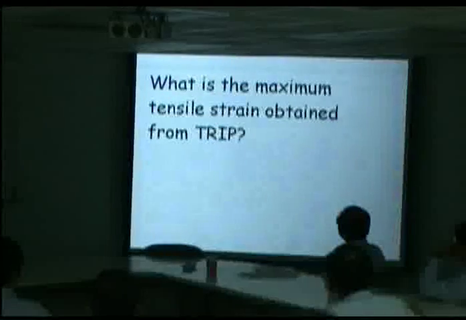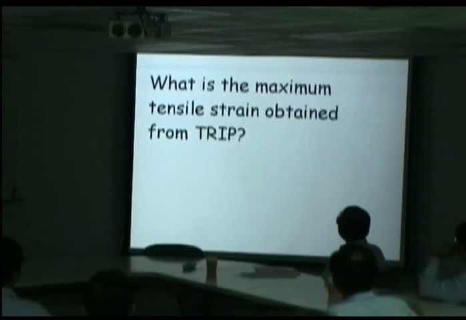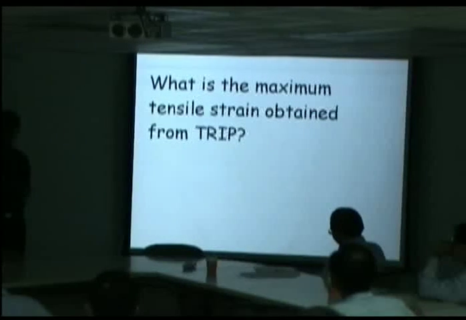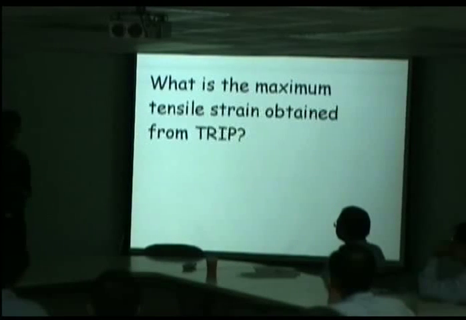Right, now let us try and calculate what is the maximum tensile strain that we obtain from transformation plasticity. Supposing we form martensite at exactly the right orientation and transform all of the austenite into martensite, what is the maximum elongation that we should get?